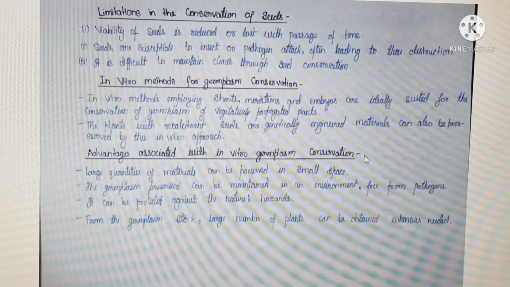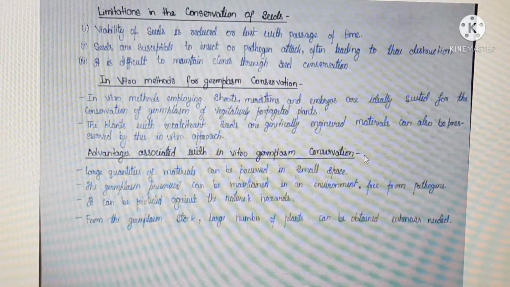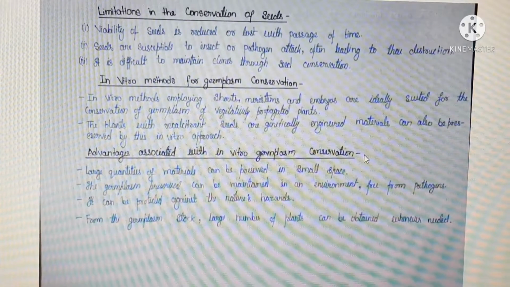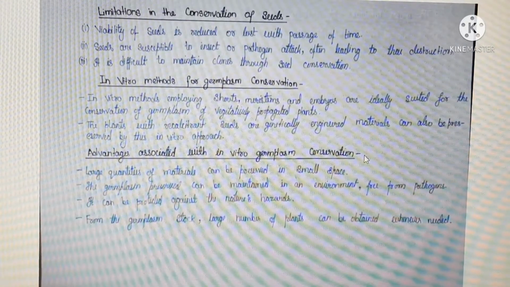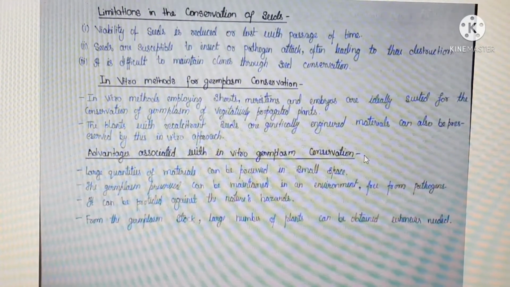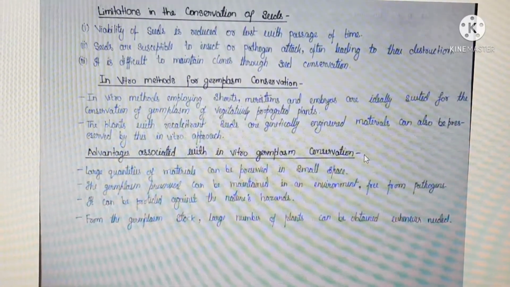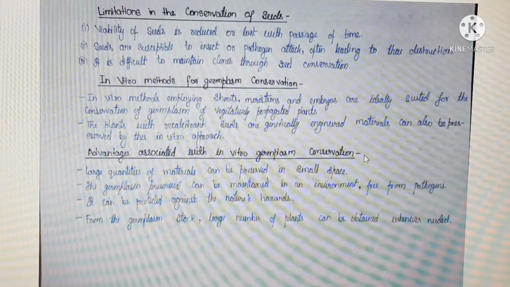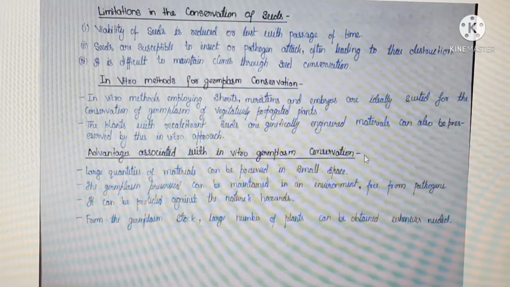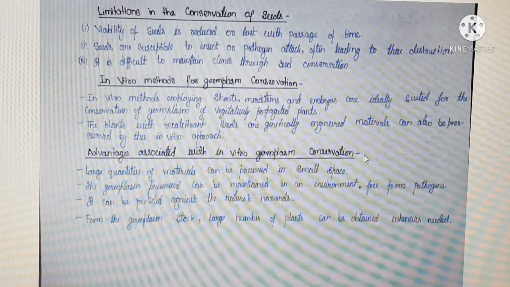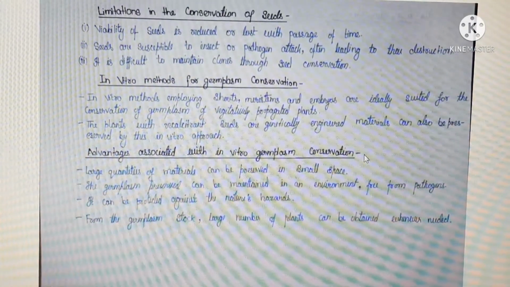First, large quantities of material can be preserved in small space. Second, the germplasm preserved can be maintained in an environment free from pathogens. Third, it can be protected against nature's hazards. Fourth, from the germplasm stock, a large number of plants can be obtained whenever needed.